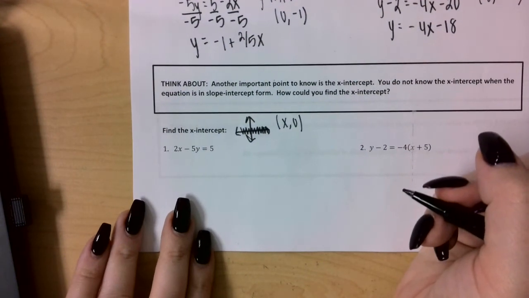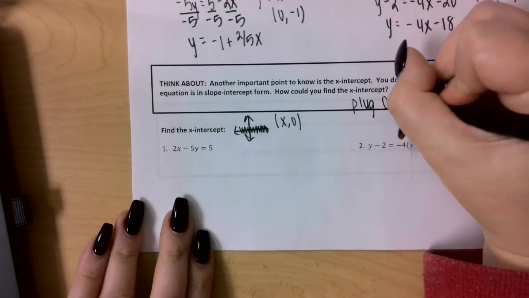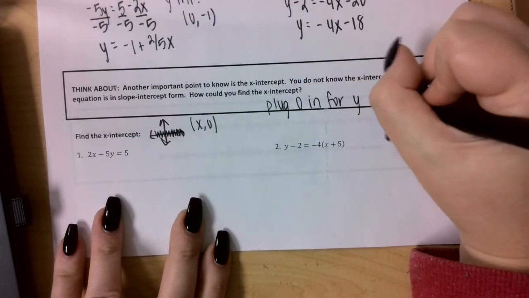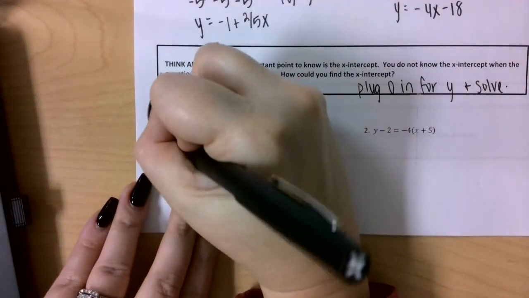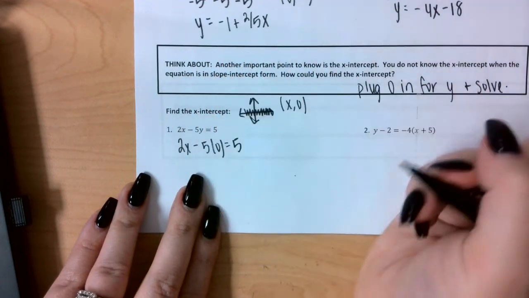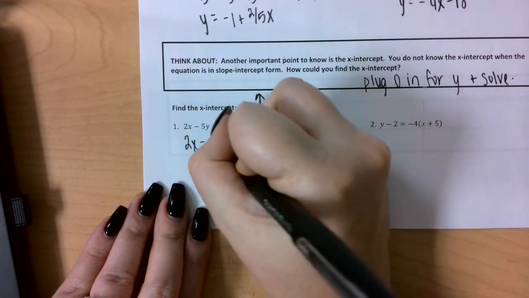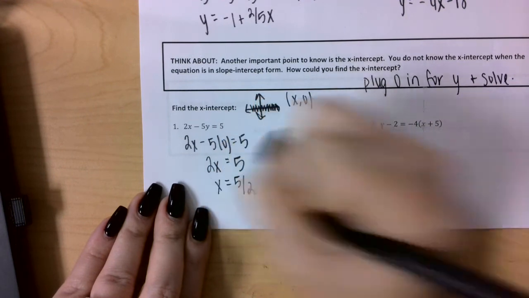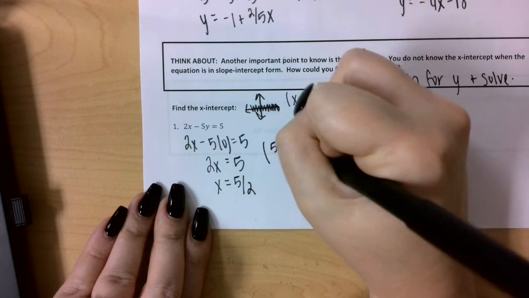Okay, so what we're going to do to find our x-intercepts always is we're going to plug 0 in for y and solve. Okay, so we'll plug 0 in for the y. And then again, this is going to 0 out. And then I would divide by 2. So again, we're going to write our x-intercepts just like we did our y-intercepts, as an ordered pair.